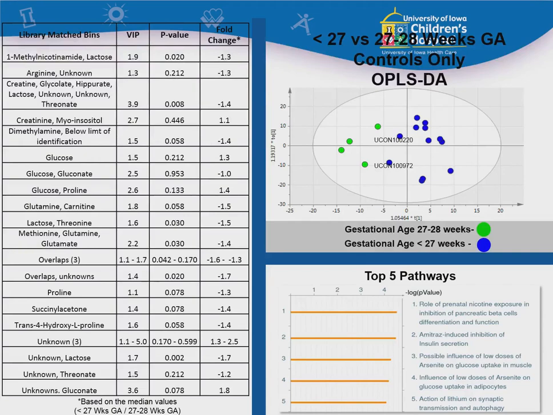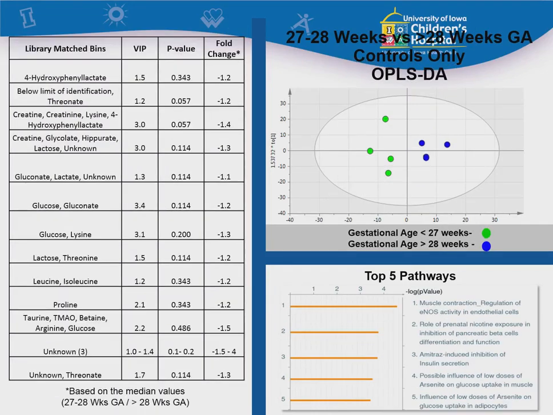Once the data was analyzed, you could see it separated into a fairly nice group of cohorts in terms of the metabolites, and you can see the gestational age in the light green is 27 to 28 weeks, and in the blue is less than 27 weeks. So it separated quite nicely. We found the same thing for the comparison of 27 to 28 weeks versus greater than 28 weeks.